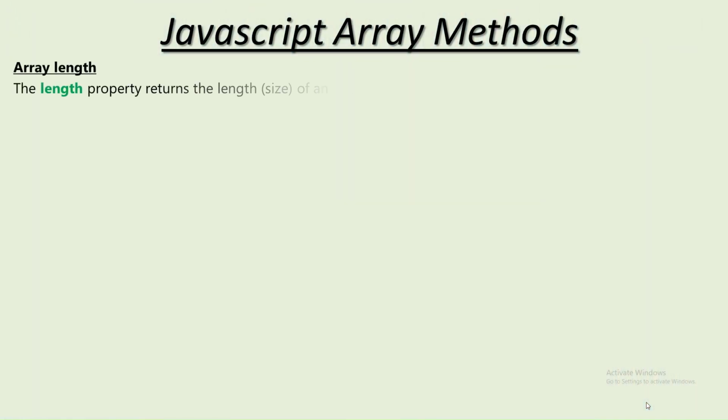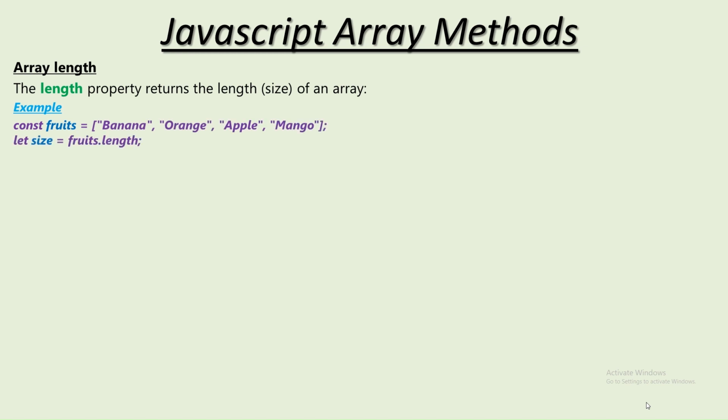Array length is a property that returns the length or size of an array. So for example, we have the array fruits, which has four elements in it: banana, orange, apple, and mango, and the size is another variable which will print the fruits dot length value.